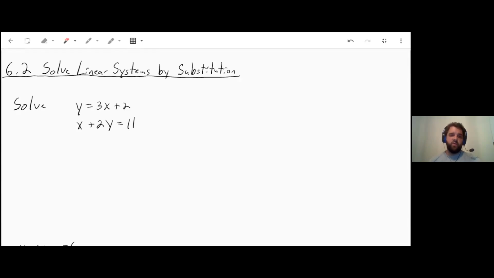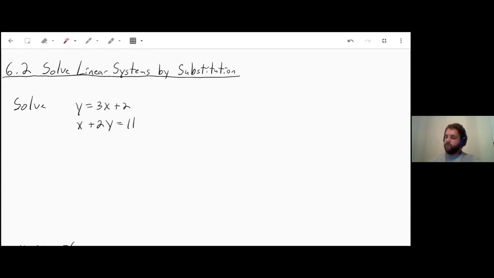Welcome to section 6.2, solve linear systems by substitution. So just like in sports, if you are subbing out with someone, substitution means that we're going to solve linear systems by swapping one thing for something else. And this is actually a really nice system because when we have equal signs, that means whatever's on the left side can be substituted with whatever's on the right side or vice versa.